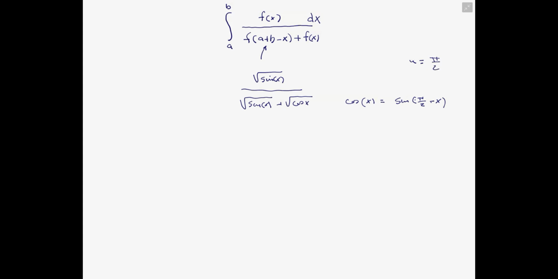And what I'm talking about is the integrand where we had sine of x over the sine of x plus the cosine of x. And cosine of x is really equal to sine of 90 degrees minus x. So we have a situation where we could use a u substitution, a plus b minus x, where a equals 0 and b equals pi on 2. So that's what we had in the previous problem, and that's how we could use this method.